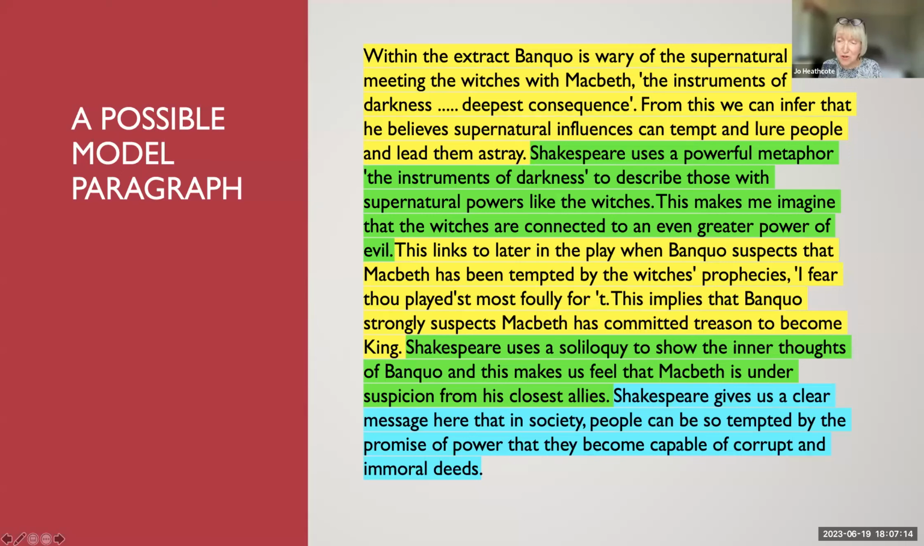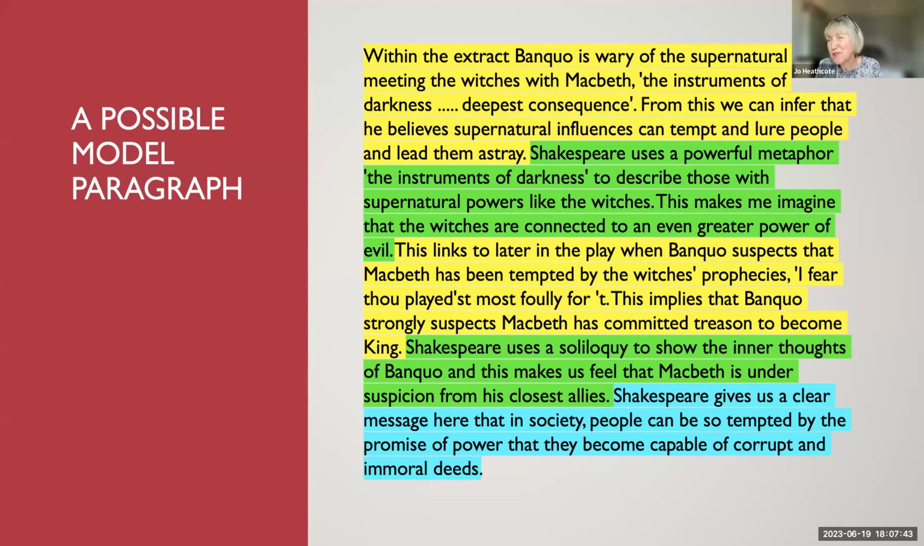And if you take a look at the AO3 there: people tempted by the promise of power, they become capable of corrupt and immoral deeds. Interesting contextual stuff there. We've always got something interesting going on in the news. I mean, this week we're looking at Trump being in court. What happens when people have the promise of power? What do they become capable of?